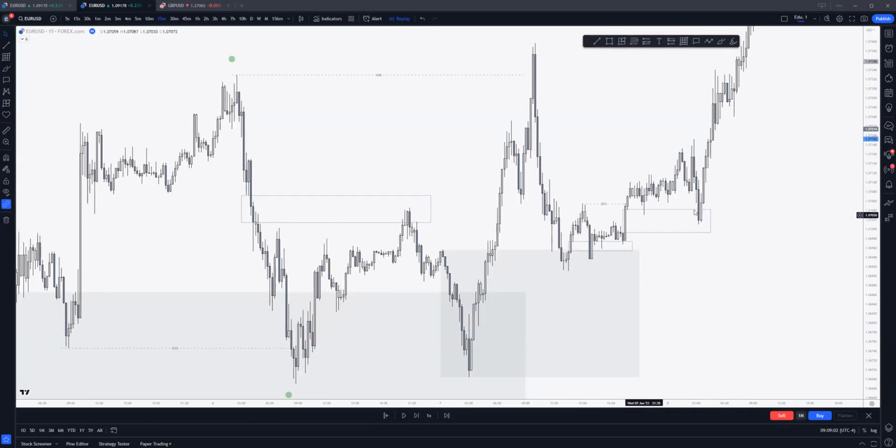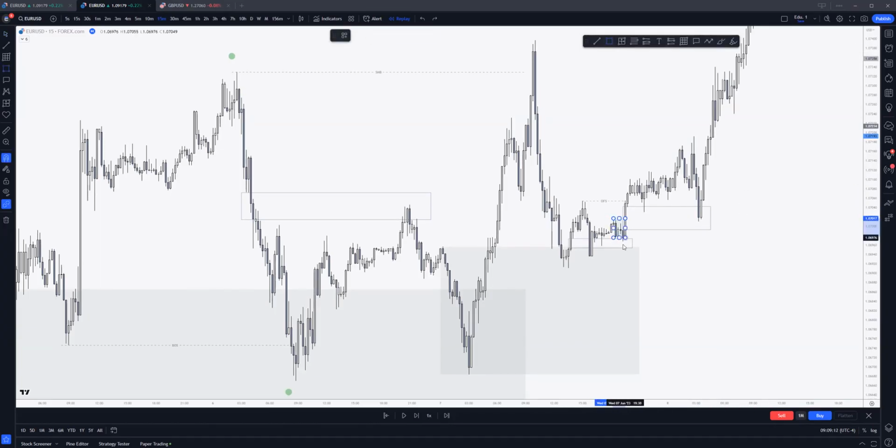Beautiful FVG. What time is it on this one? 21:30. What time is it here? Perfect time of day, London session, right? We've taken medium time frame liquidity. We POI stack here, taps in. Can we get a trade?